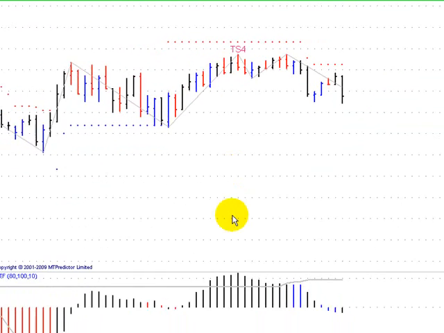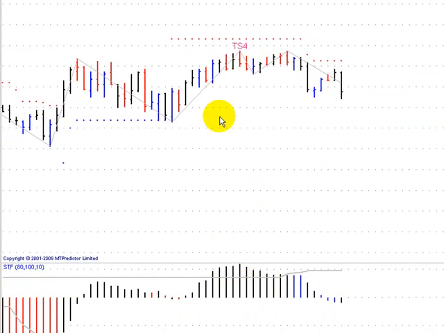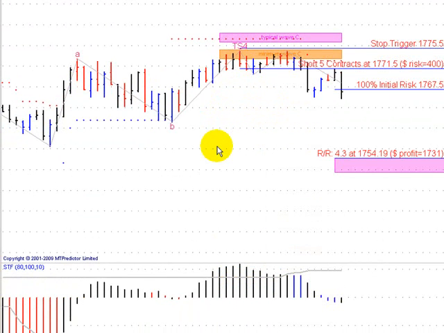This is the 5-minute NQ with a neutral trend here. I'm just going to put the analysis on there. You see what the trade setup looked like. So they were short this, and then they went and saw on the 3-minute.